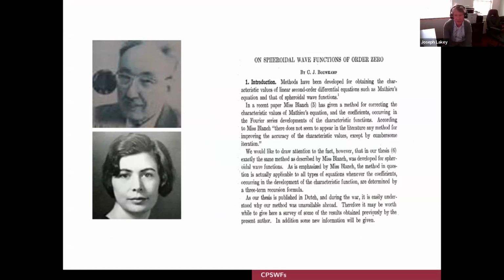So this is a paper by C.J. Bouwkamp, a little bit after World War II, and that's a picture of Bouwkamp on top and on the bottom of an American mathematician named Gertrude Blanch. And in the third paragraph, I'm just going to read this. We would like to draw attention to the fact, however, that in our thesis, exactly the same method as described by Miss Blanch was developed for spheroidal wave functions. And this is the method to compute their values.